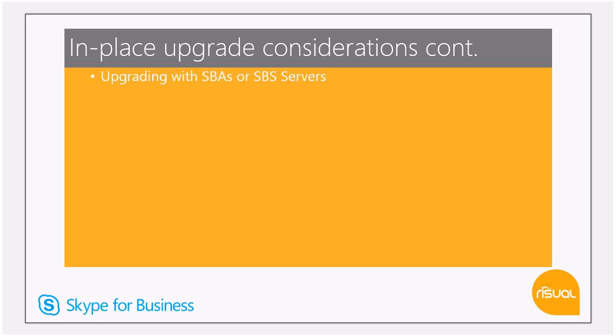For those of you that are running SBAs, the general process to manage those whilst performing the in-place upgrade is to move the branch users that are on the SBA to another pool, remove the association between the SBA and your front-end pool, perform the in-place upgrade on your pool, and then reassociate your survivable branch appliance once you've performed the in-place upgrade from 2013 to Skype for Business. And then once you've reassociated, you can move those branch users back out to that survivable branch appliance.